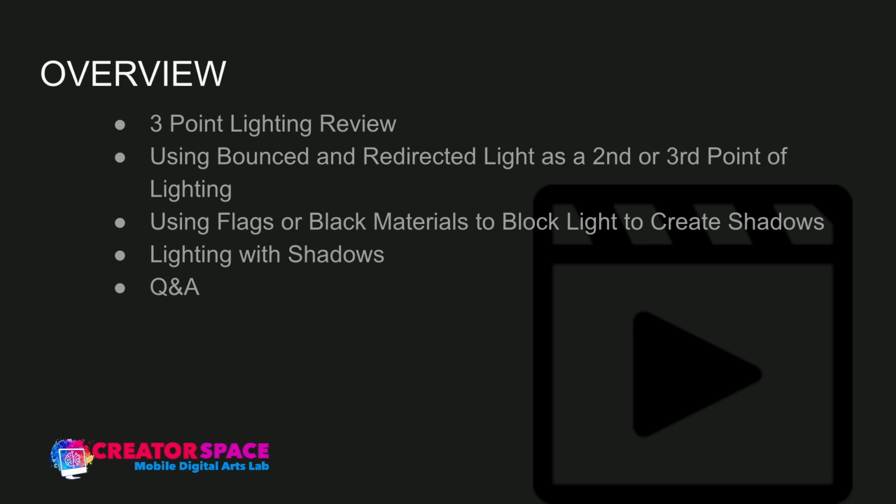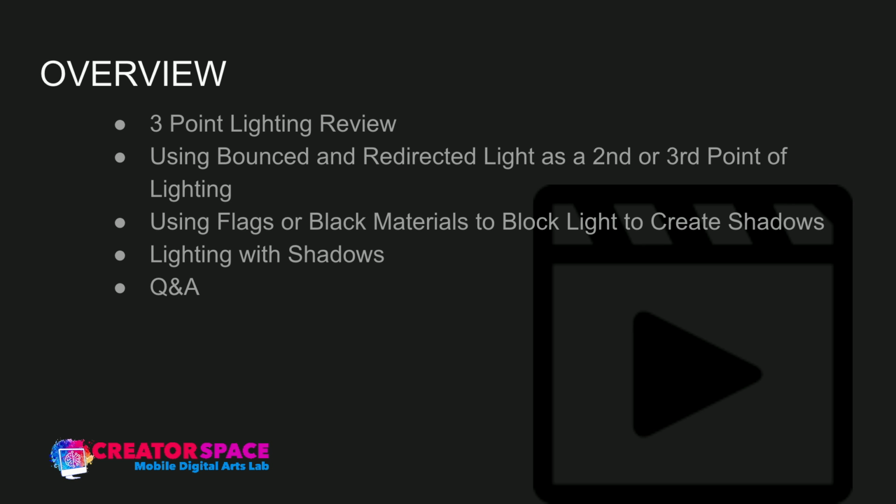But what we want to do today is look at using bounce and redirected light. That could be our second or third point of lighting. While we could use all three, like artificial continuous lighting or existing home or studio lighting that you already have, like wall-mounted or table lights, those are three points, but the points can also be bouncing back from another point. So your fill light can be bounced from the key light and so on.